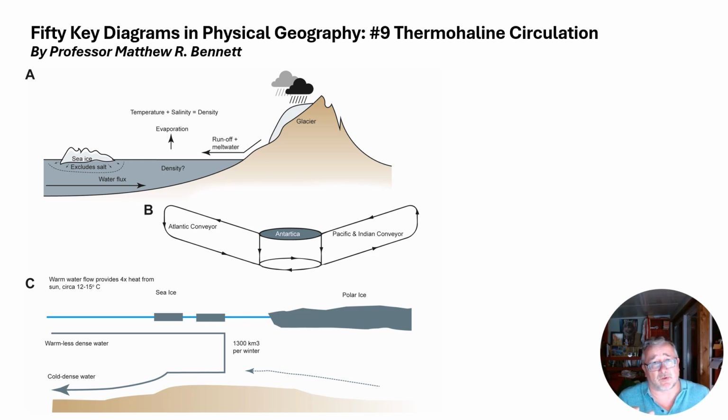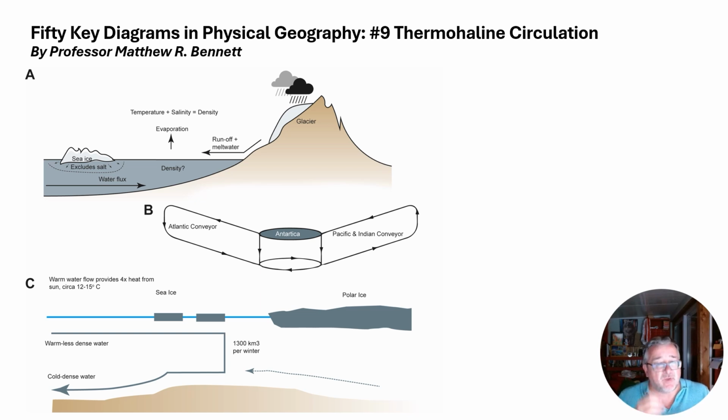Thermohaline circulation is a really powerful way of moving heat around the planet, and it's implicated in a lot of climate change processes. Now, we saw in the previous diagram, number 8, I think it was, how ocean circulation in the top 100 meters is influenced by wind friction on the ocean surface. But the ocean is much deeper than 100 meters, and that's where this sort of circulation comes in.